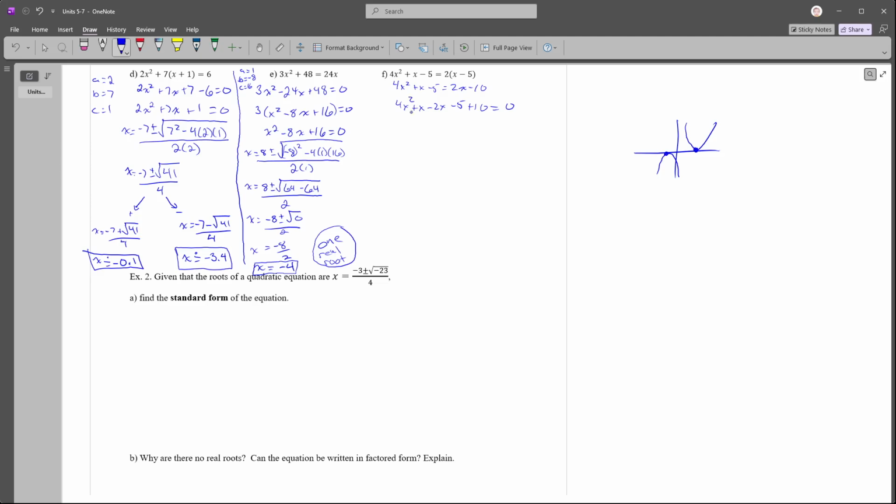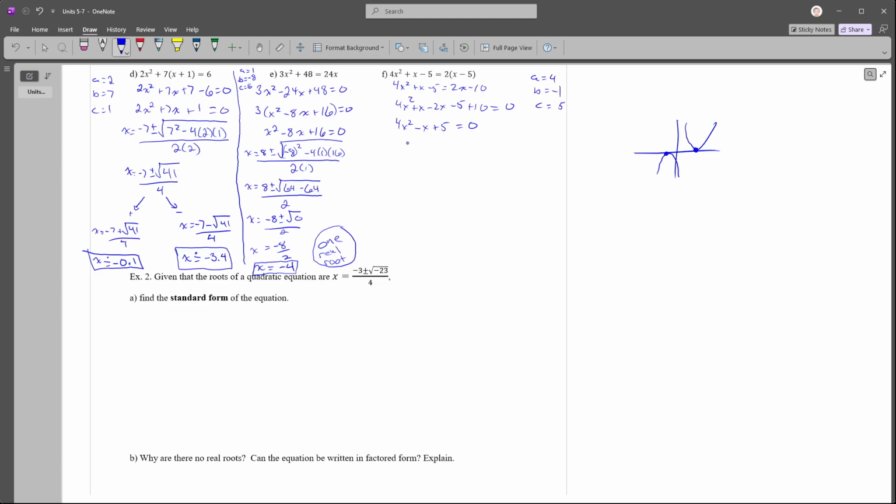Oops, that should be 4x squared. You end up with 4x squared. x minus 2x is minus 1x. And then we have minus 5 plus 10, which gives us plus 5, equal to 0. Okay. So what is our a, b, and c? Our a is equal to 4. Our b is equal to negative 1. And our c is equal to 5.